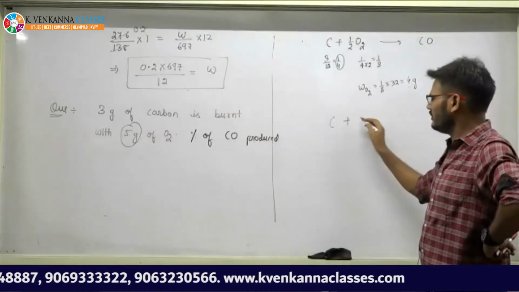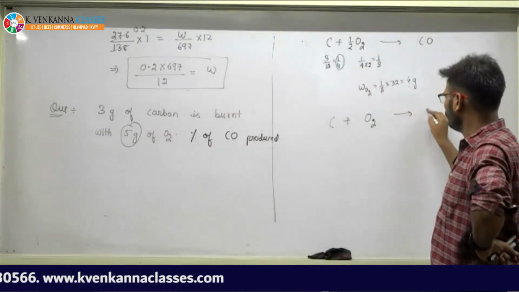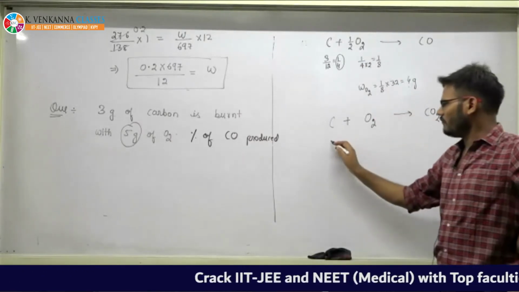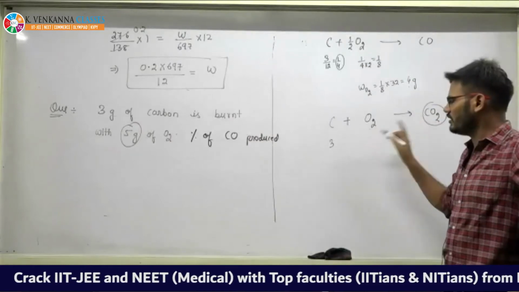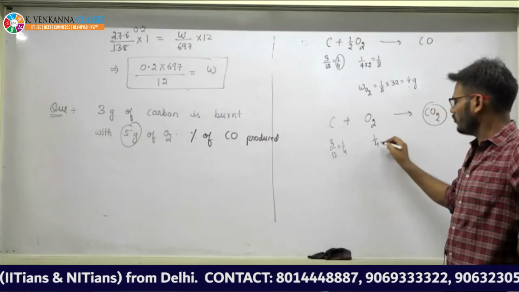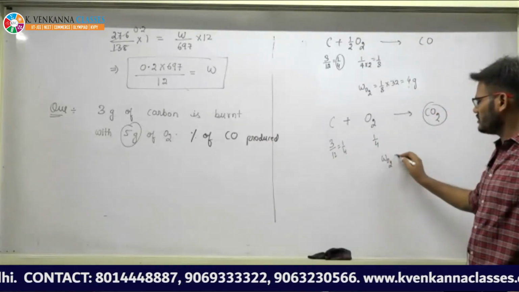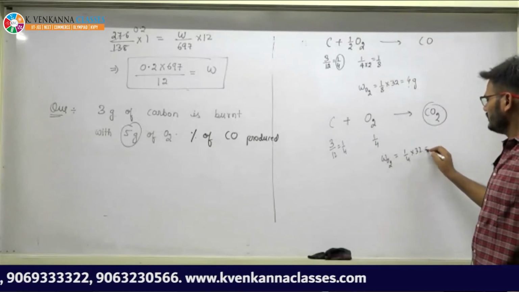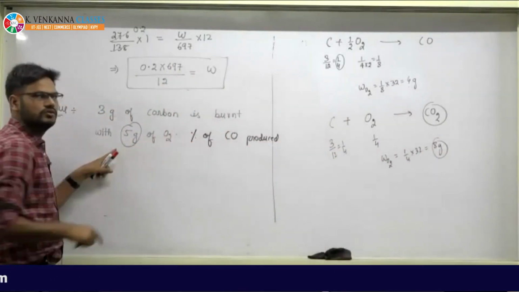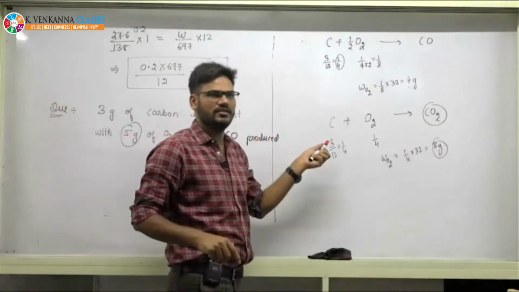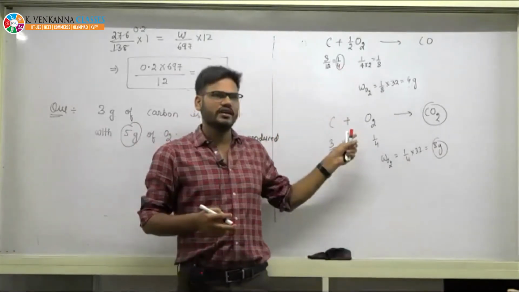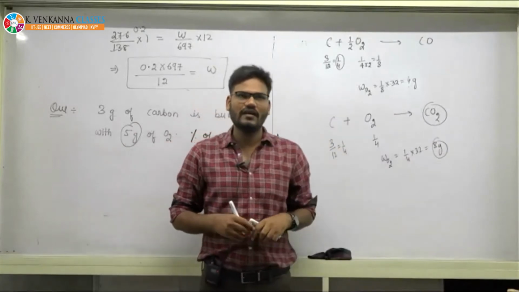There might be a question that we are converting carbon into CO2. I am just explaining the question. If 3 grams of carbon is completely converted into CO2, then it will also give 1/4 moles. So the weight of oxygen then must be 1/4 into 32, that is 8 grams. But we are provided with only 5 grams. So neither this reaction nor this reaction is going to completely utilize the carbon given.